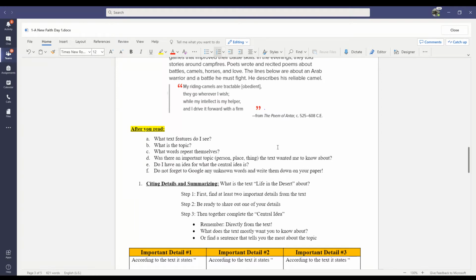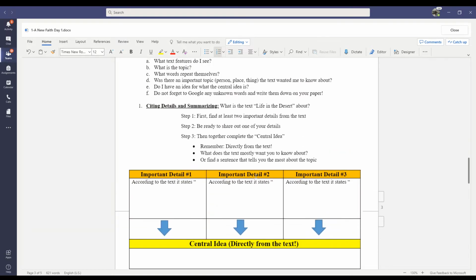Think those questions over to yourself, because that will help you identify what the central idea is. So for this question, what is the text Life in the Desert about? First, find at least 2 important details. So straight from the text, right? Because we're still citing evidence. That's what it says, citing right here. It's quoting from the text.